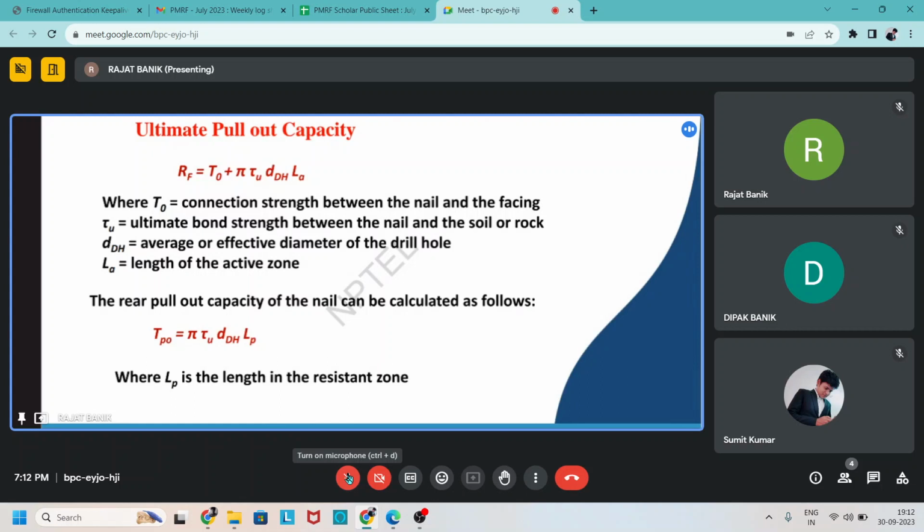then the rear pull-out is denoted as, that means pull-out strength is the pi tau D_H L_P, where L_P is the length of the soil nail within the resistance zone. So by these two formulas, we can find out the ultimate pull-out capacity, also the design capacity.